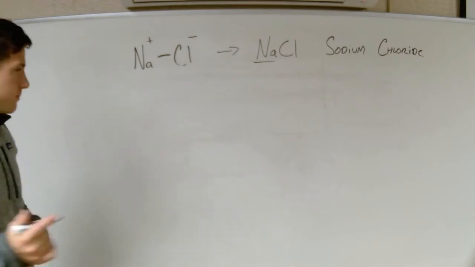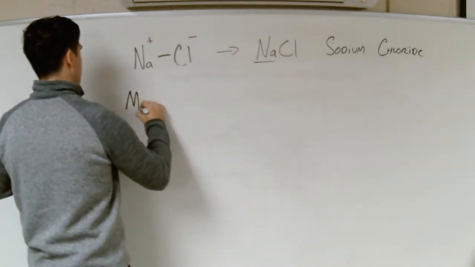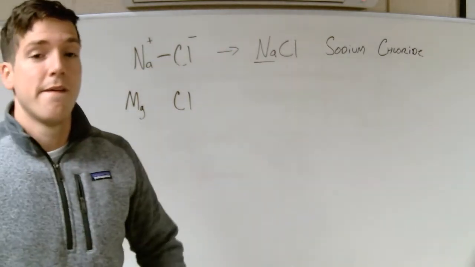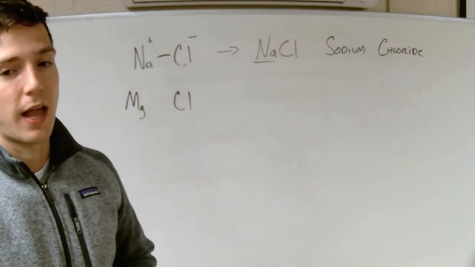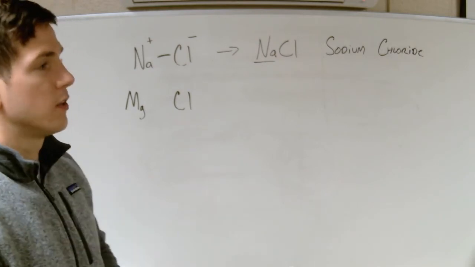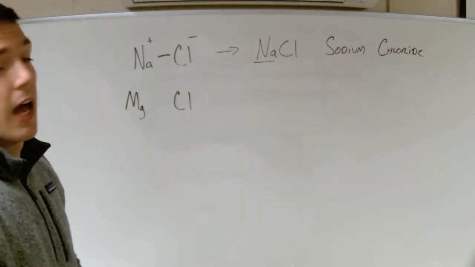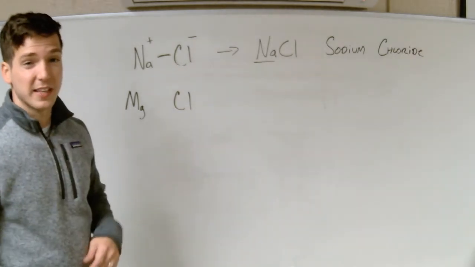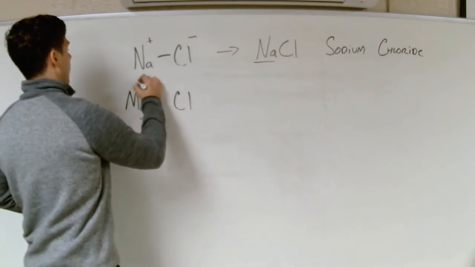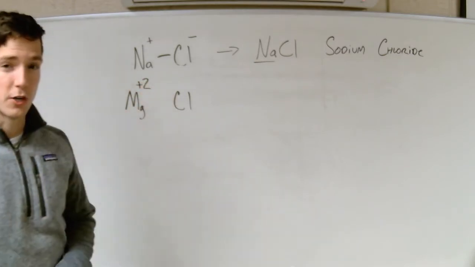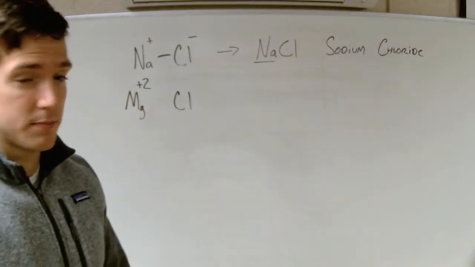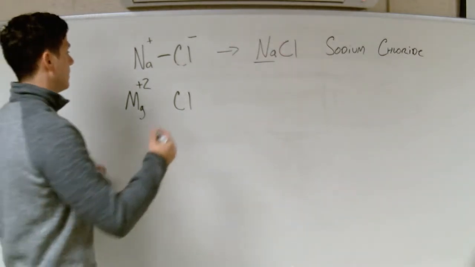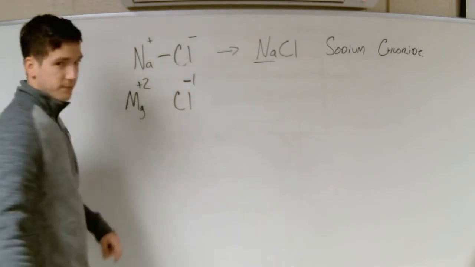Let's do another one. We got magnesium, and we want to bond it to chlorine. First thing I got to do is look at the charges on these guys. I look for magnesium on the periodic table. It's in that second column, the alkaline earth metals. All those guys have a +2 charge. Chlorine is a halogen. It's all the way on the right. It's in that -1 column, so it's got a -1 charge.